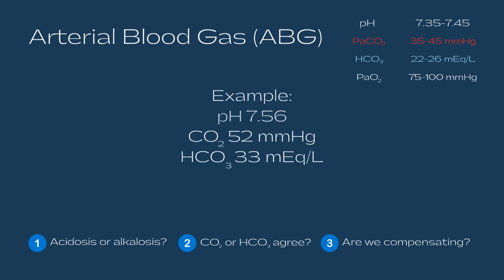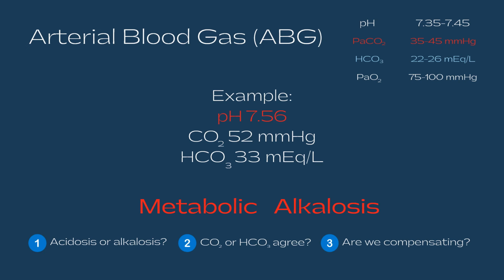What's going on with the pH here? It's high, right? So, we have alkalosis. Now, for step 2, we look at the CO2 and the bicarb. CO2 is high, that is too acidic. We have alkalosis going on, so the CO2 does not agree. Bicarb is also high, meaning it is too basic. That does agree with our alkalosis. We have metabolic alkalosis.